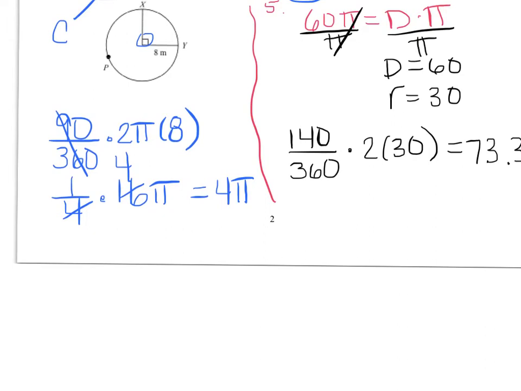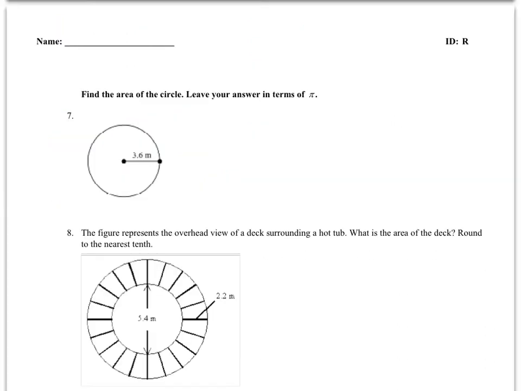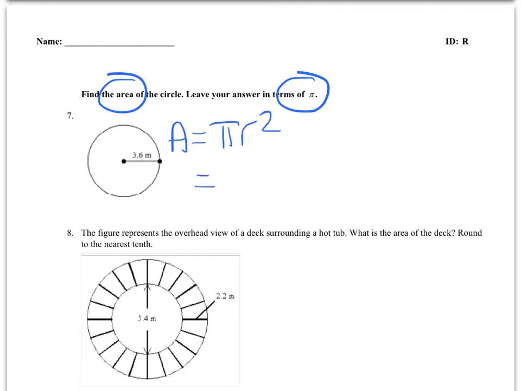On to the next page. Number 7, find the area, and you're leaving it in terms of pi. So area formula is pi r squared. So you would end up with the radius is 3.6 squared times pi. So when you do that, 3.6 squared is 12.96.